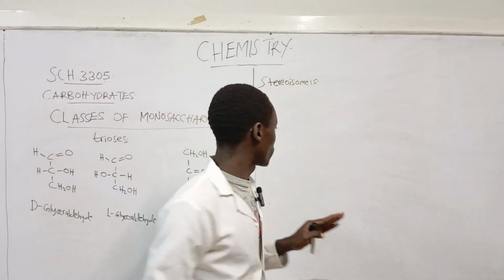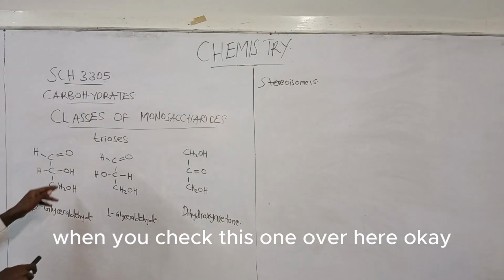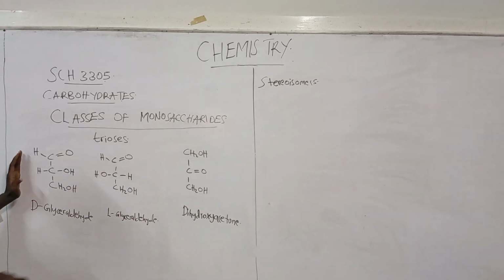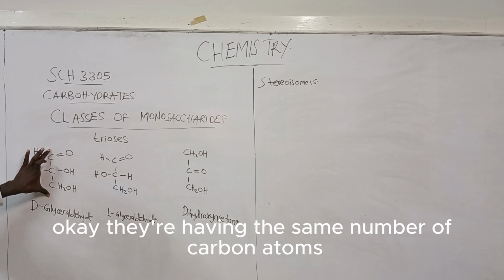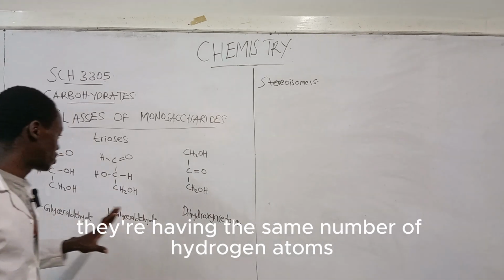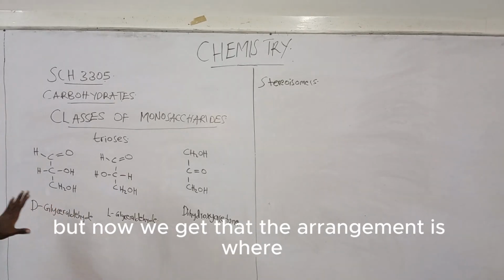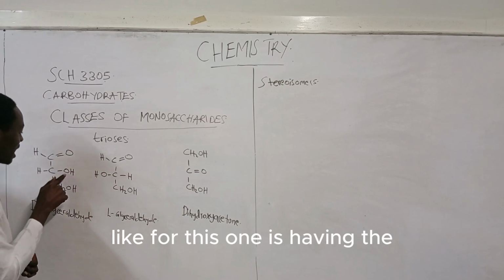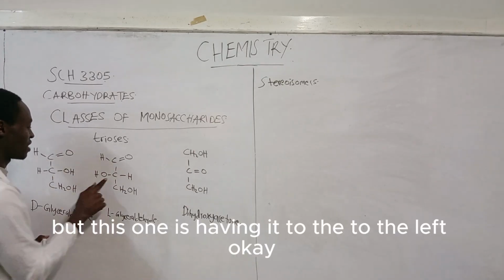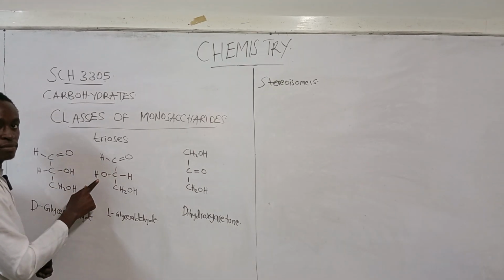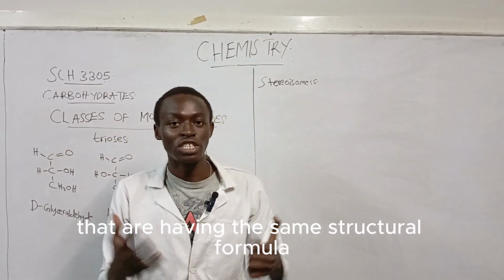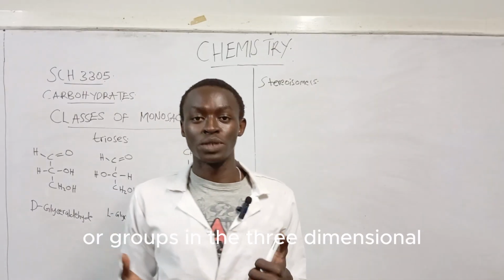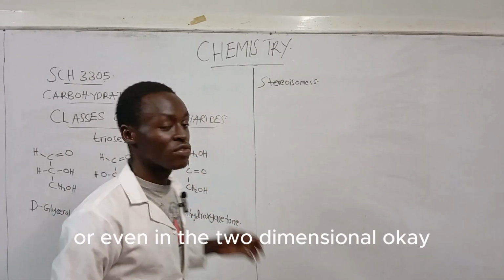Like now, when you check this one over here, let's check on the trioses. Look at this one and this one. These have the same number of carbon atoms, the same number of hydrogen atoms, and the same number of oxygen atoms. But the arrangement is where they differ. For this one, the hydroxyl group is to the right, but this one has it to the left. They are isomers with the same structural formula, but differing in the arrangement of the atoms or groups in 3-dimensional or even 2-dimensional space.